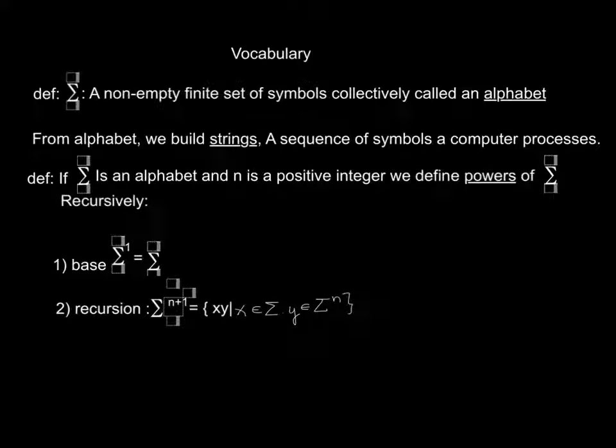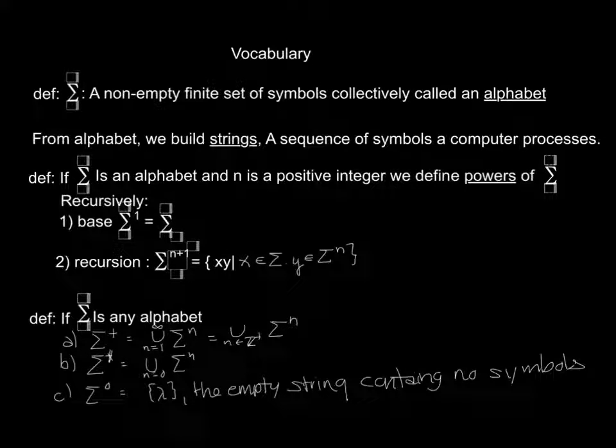If sigma is an alphabet, and n is a positive integer, we define the powers of sigma recursively. First is the base case. Sigma raised to the 1 is equal to sigma. The recursion: sigma raised to the n plus 1 is equal to the string xy, such that x, the first part of the string, comes from sigma, and y, the second part of the string, comes from sigma to the n.